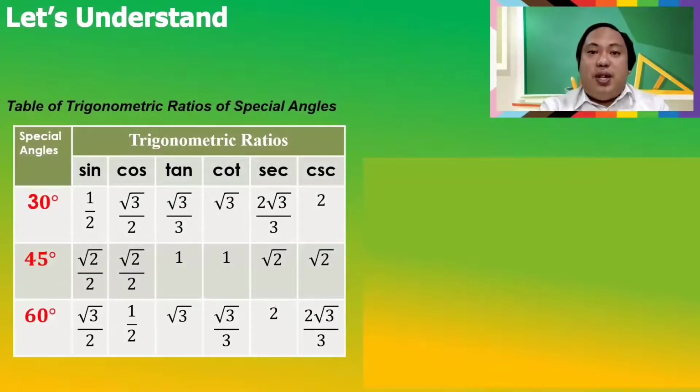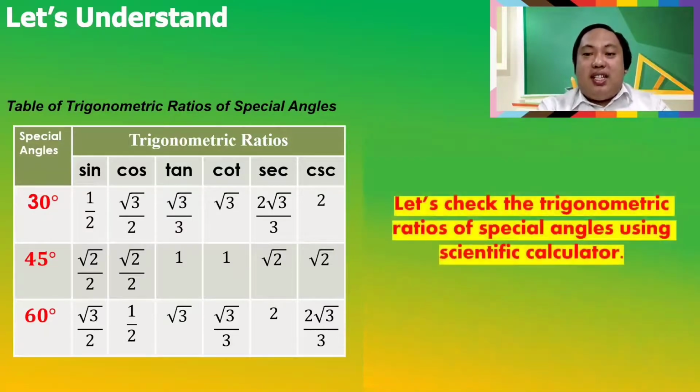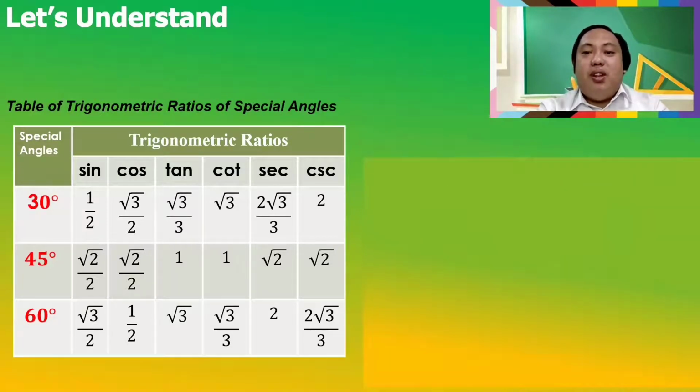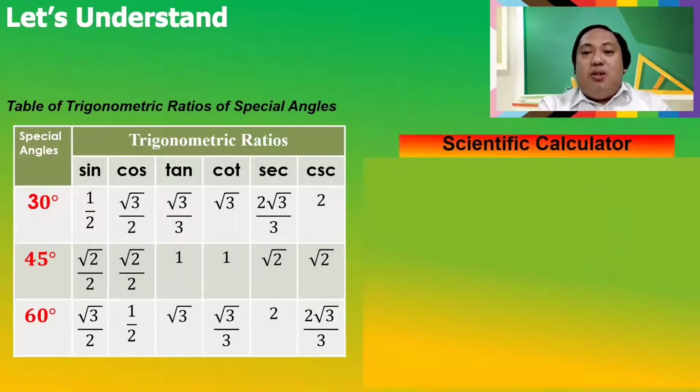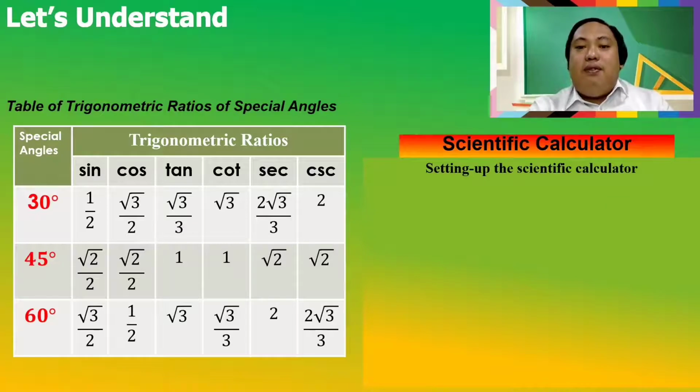Now, from the answers that we got, we have the table of trigonometric ratios of special angles. Let's check the trigonometric ratios of special angles using our scientific calculator. So before we proceed to computation, we're going to set up our scientific calculator. So we have to set it to degree mode.